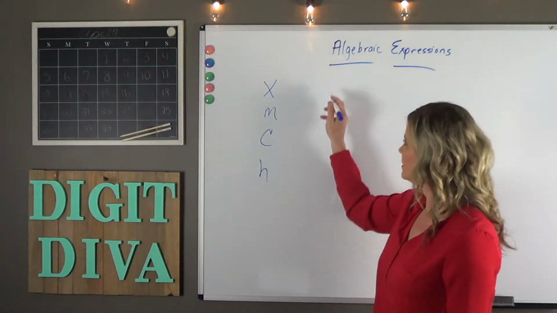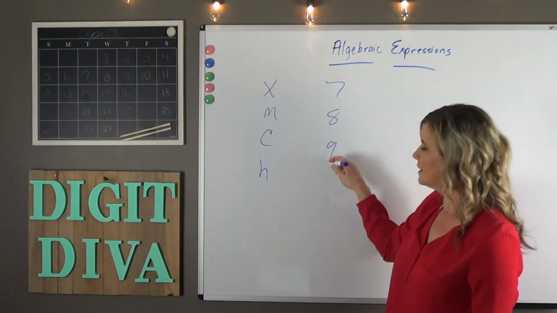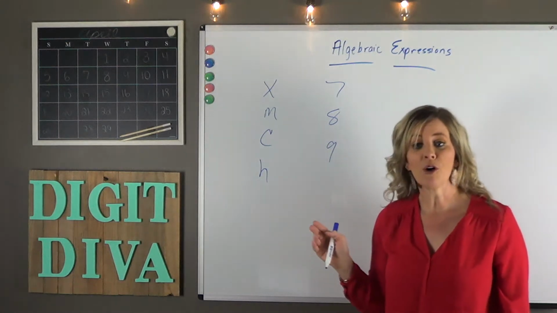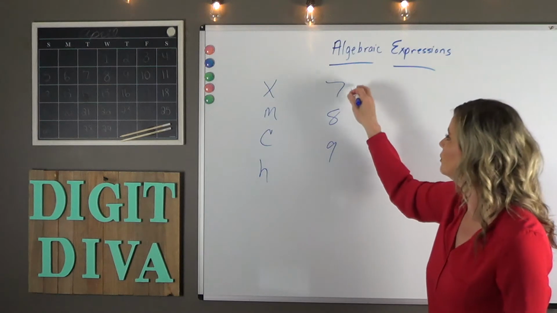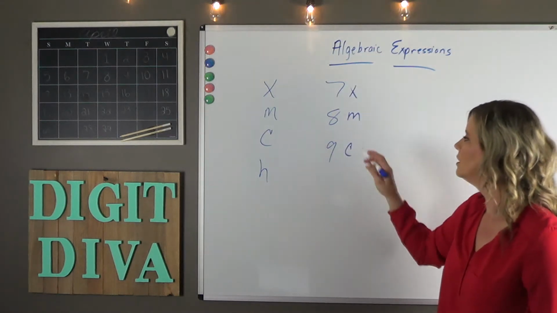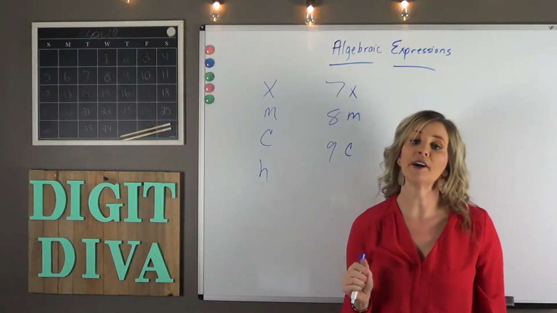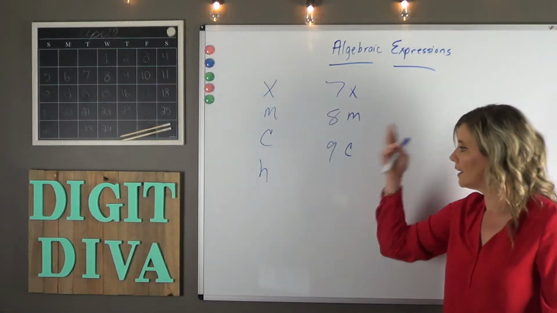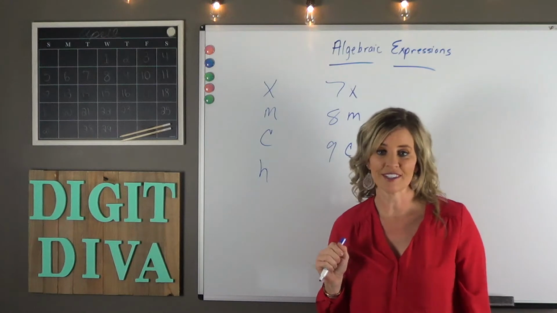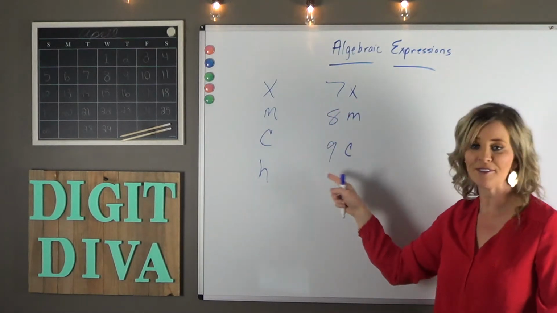All right, constants. 7, 8, 9. These are all numbers. They're all constants. They will never change unless there are variables behind them. Okay? Once those numbers have a variable behind them, they can change. So now 7, 8, and 9 are known as coefficients. They are being multiplied by a variable.